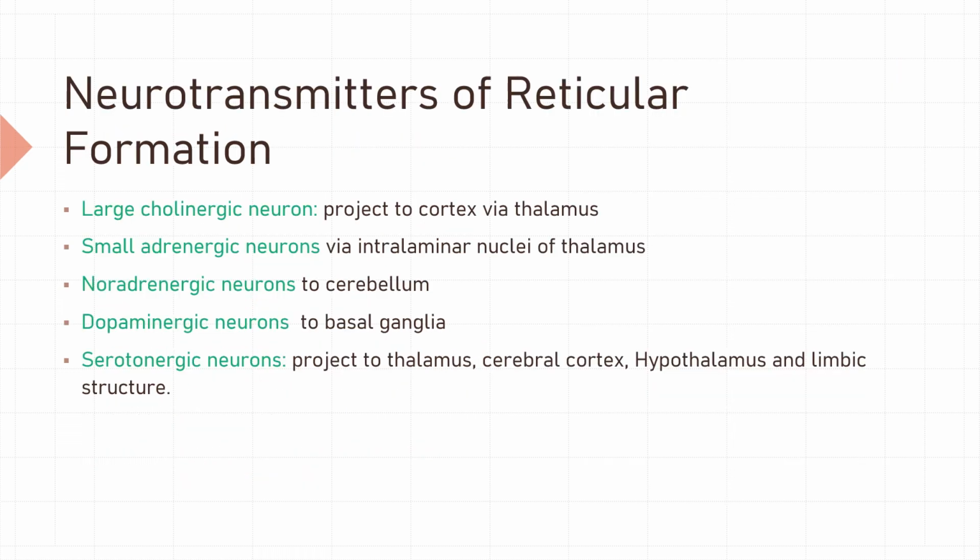Moving on to the neurotransmitters of the reticular formation, you have the serotonergic neurons that we mentioned earlier were present in the median column of the reticular formation. These project to the thalamus, cerebral cortex, hypothalamus, and limbic system. To mention a few others, there are the large cholinergic neurons that project to the cortex via the thalamus. You have the small adrenergic neurons via the intralaminar nuclei of the thalamus. You have the noradrenergic neurons to the cerebellum and the dopaminergic neurons to the basal ganglia.